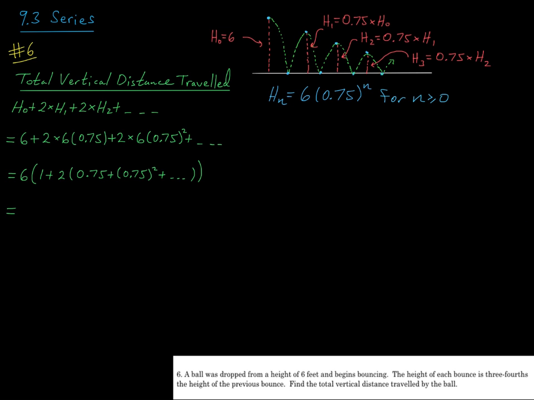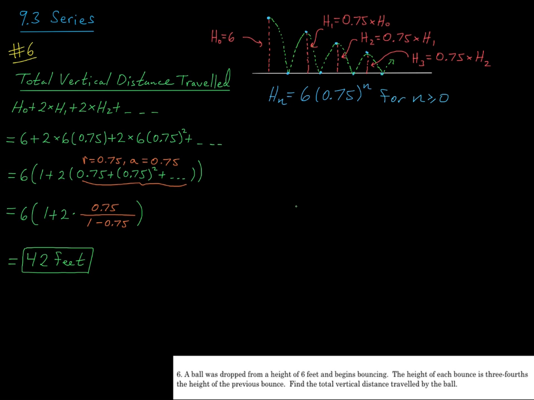And this sum in parentheses is a geometric series. The common ratio, r, is 0.75, and the first term is also 0.75. And I know it's a convergent sum because the common ratio r is strictly less than 1 in absolute value. And so to find the sum, I can use a over 1 minus r, right? So 0.75 over 1 minus 0.75. And now go ahead and simplify this expression, and you find that the total vertical distance traveled by the ball is 42 feet. All right, well, that's going to do it.